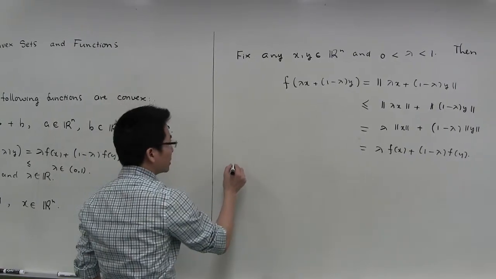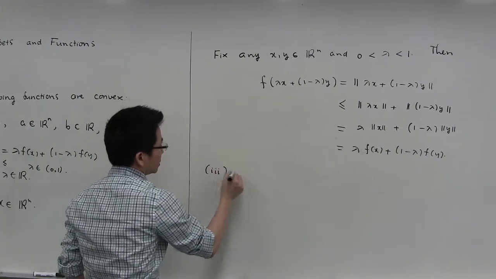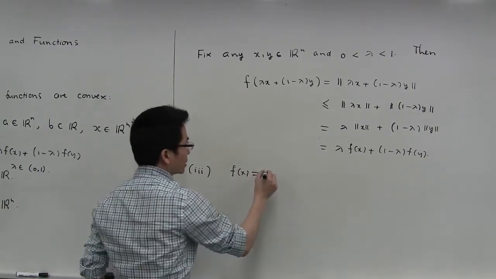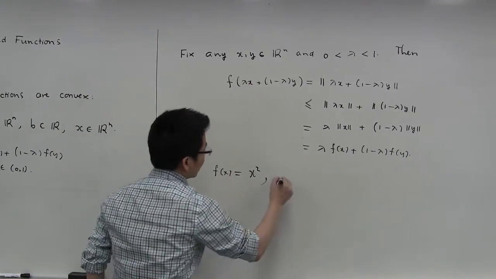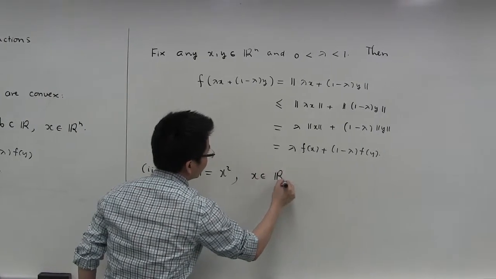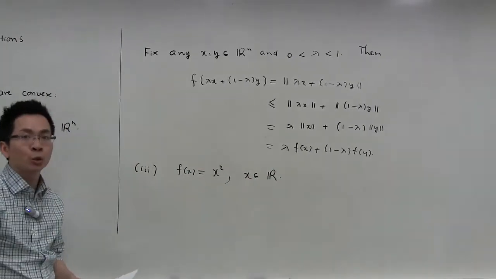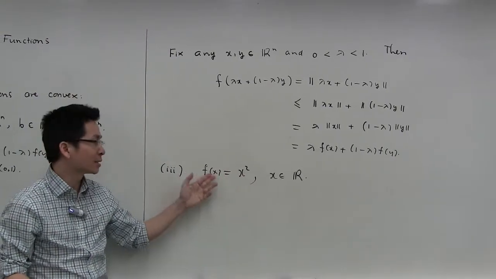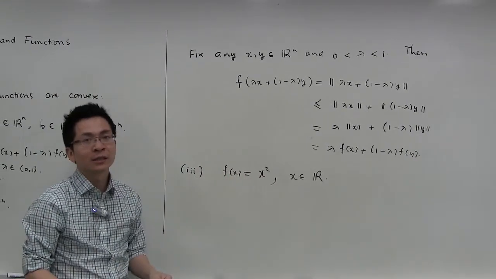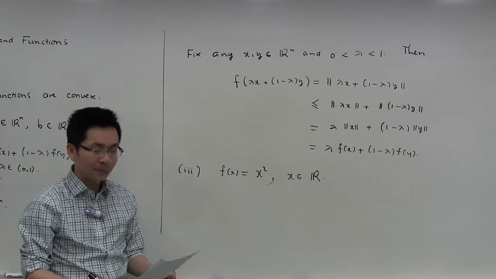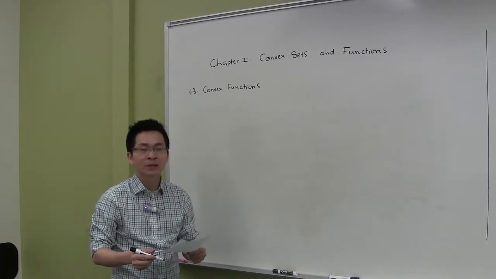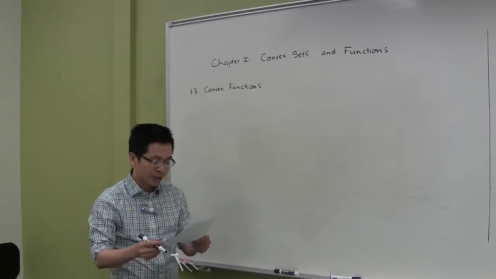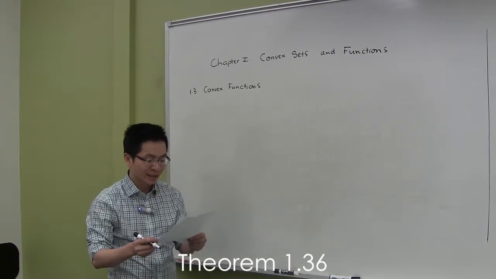The third example is f of x equals x squared, where x is in R. Okay, so this is just the squaring function. We can easily show that the squaring function is convex. Now I'm going to talk about some more important properties of convex functions. So this is theorem 1.36 in the textbook.